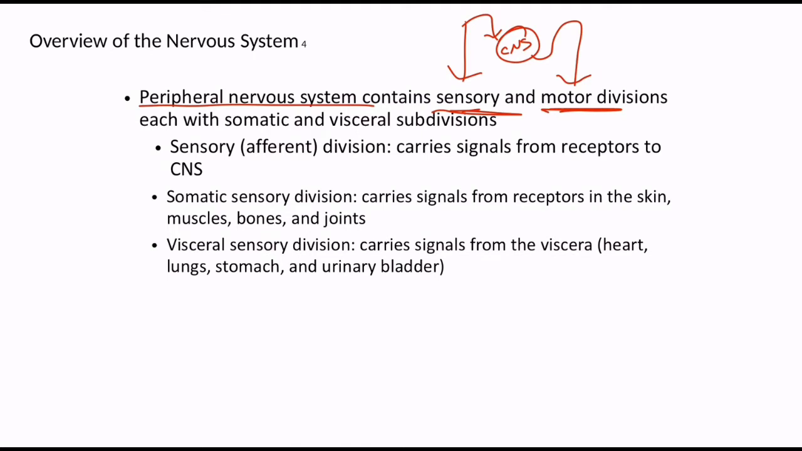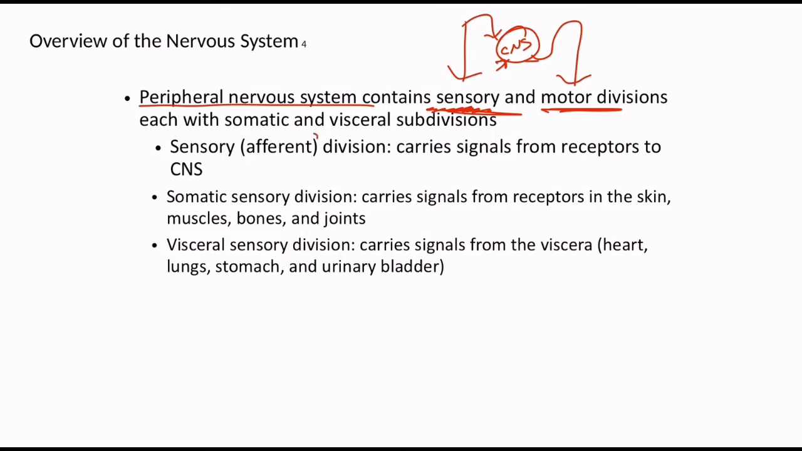Like if you sense there's a really hot cup of coffee and it might burn your fingers, it's going to take that information into your interneurons or your CNS, and it's going to give an output like maybe I should put down the cup of coffee, or maybe I should pull my hand away from that hot thing.